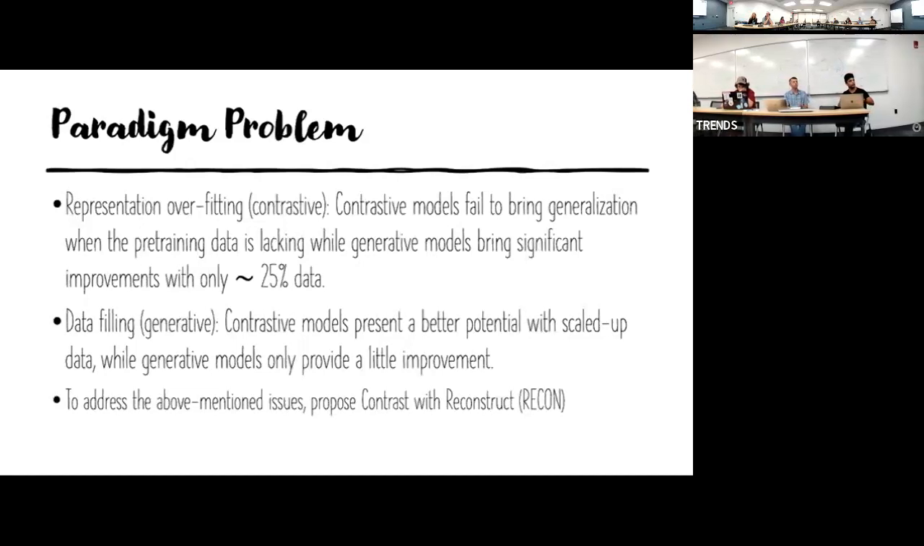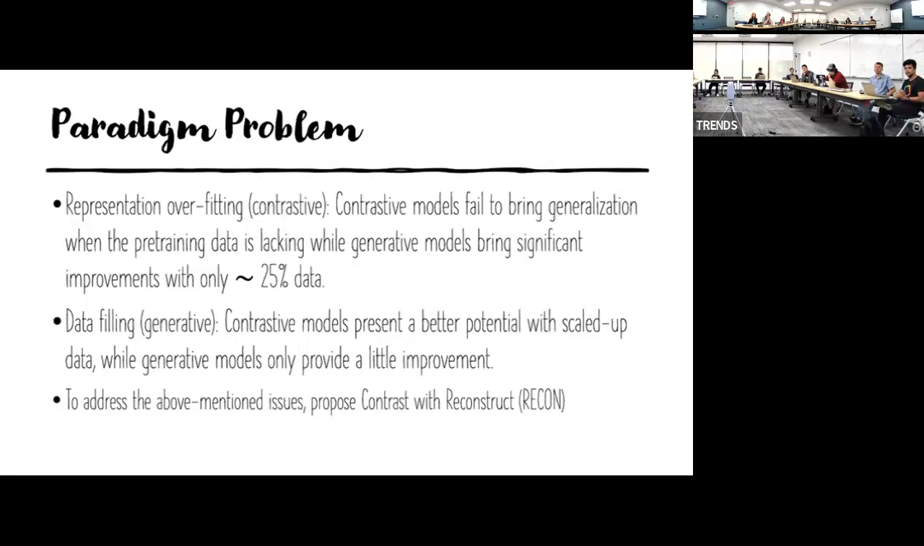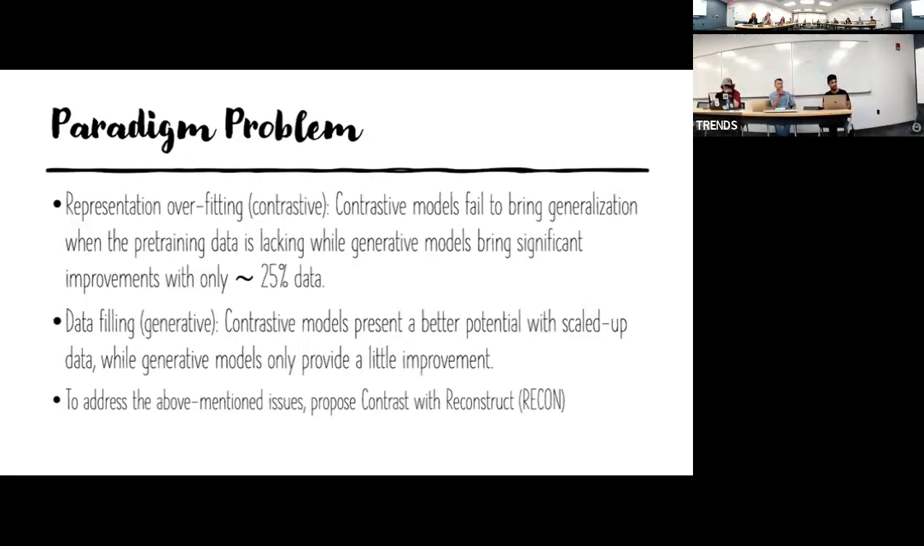For example, contrastive learning fails to bring generalization in your pre-trained data. The issue with generative models is data filling, because you're not able to scale it up properly, while the generative model only provides a very little improvement. It also shows that contrastive models can easily find shortcuts with trivial representations that overfit the limited data. And generative models are less data hungry, learning a decent initialization with very little data. So these are a few problems they mention in their paper as well.